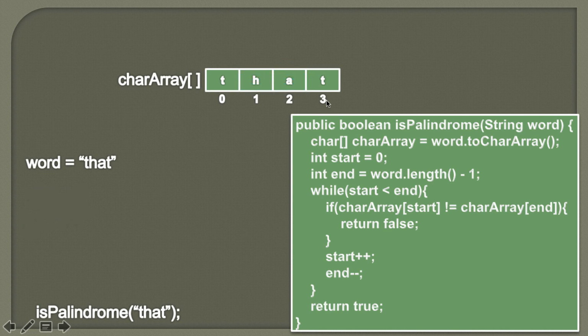So friends, in this lecture we saw how we can check whether a given string is a palindrome or not. We saw the demonstration of the algorithm step by step. Now let's go to Eclipse and see the working of this code.